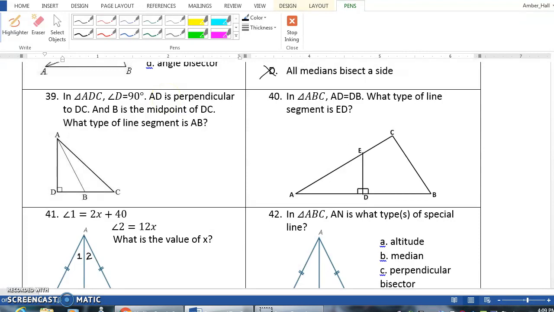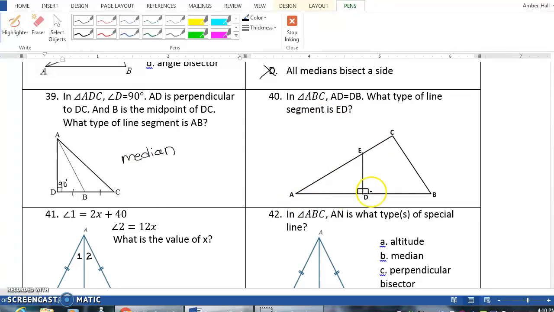39. In triangle ADC, the measure of angle D is 90 degrees. AD is perpendicular to DC. Well, yeah, that's what that means. And B is the midpoint of DC. Well, midpoint, we know that this is going to be congruent to that. What type of line segment is AB? Well, AB doesn't actually have anything to do with this 90 degrees. So the only thing that's dealing with AB is that this segment is congruent to that segment, and we know it goes through the vertex, so therefore it has to be a median.